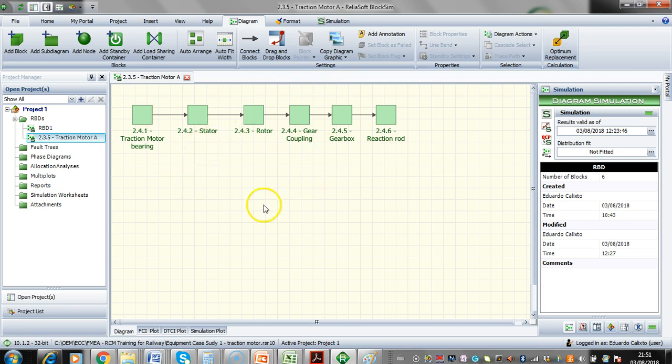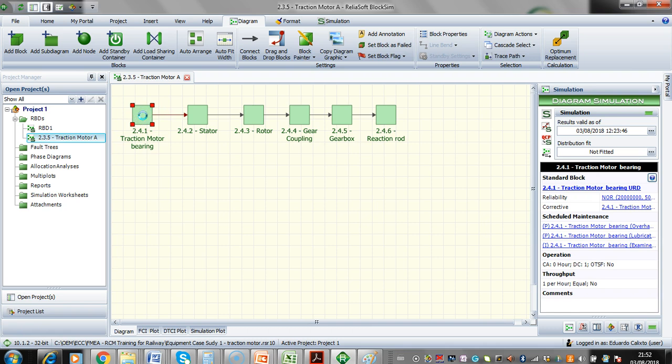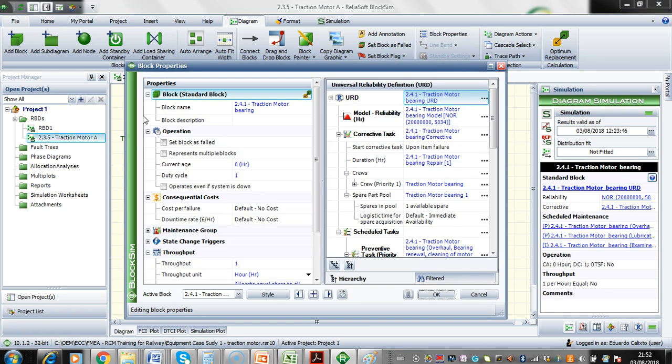Now, here we have our RBD traction motor. Let's take a look inside the traction motor bearing. This bearing, you already know how it works by using the block sim. We have the traction motor in here, that's like 100%. We have the normal PDF here for these hours, with this mean and standard deviation.